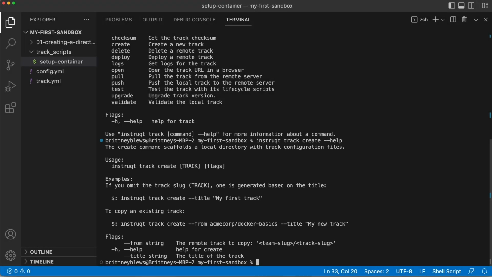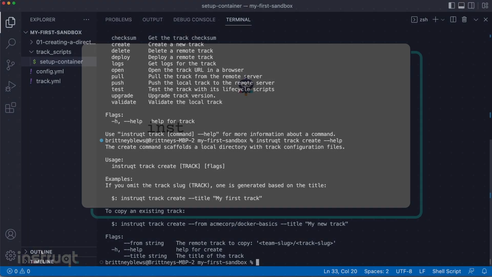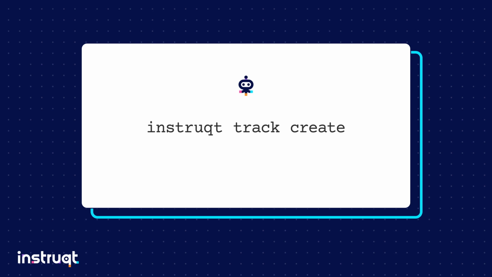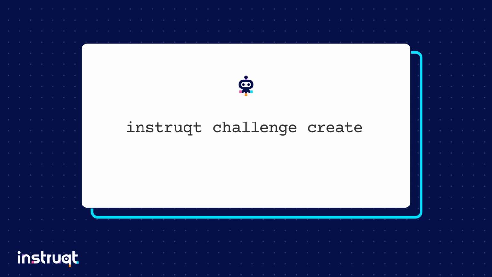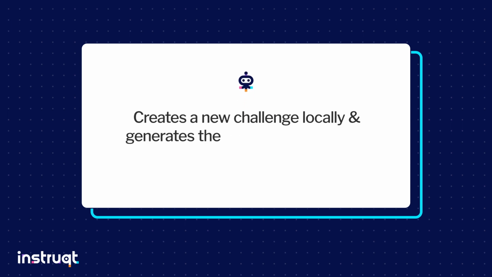Let's look at the 5 most commonly used Instruqt CLI commands. instruqt track create scaffolds a local directory with track configuration files. instruqt challenge create creates a new challenge locally and generates the template files for you.